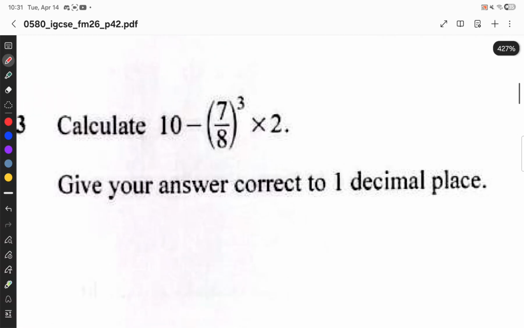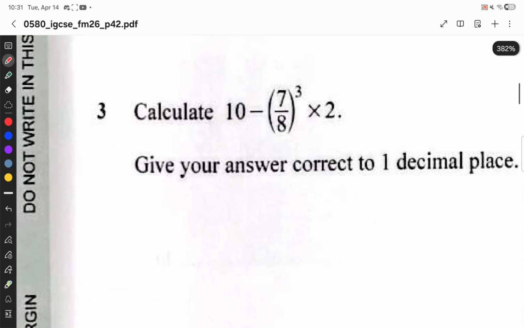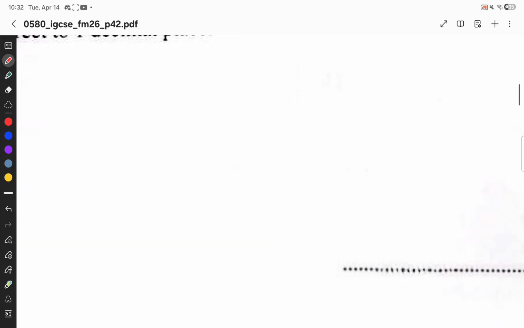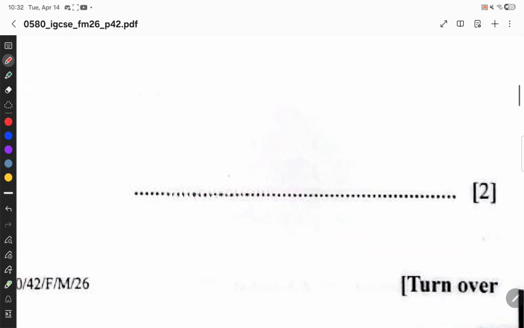Calculate this. Give your answer correct to one decimal place. I do not know why on earth this is 3 in 2 marks. 10 minus 7 over 8 to the 3 times 2. So this is 8.660, to one decimal place. Yeah, this is 8.7.